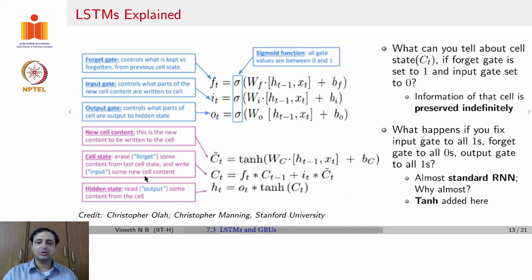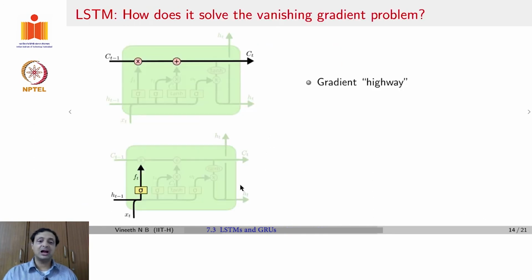So once again, if we go back to the equations here, this equation on CT tells us that CT depends on CT-1 only with respect to FT, while the second term here, the IT into CT tilde, could still be affected by the vanishing gradient problem. We don't worry about it because there's another component which will allow the gradient to pass through as is through the LSTM network to earlier time steps. This allows addressing the vanishing gradient problem in LSTMs.